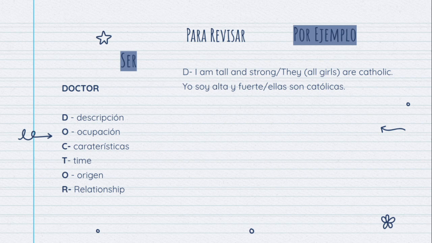Yo soy alta y fuerte. I said alta because I am feminine, right? I identify as feminine, so I would use that A. If you're masculine, you would put alto. Now, since we know these are all girls, ellas son católicas. So you have that AS at the end because you have multiple girls, so you make that plural. All right. Then, my father is a professor. Pause this. Try it.